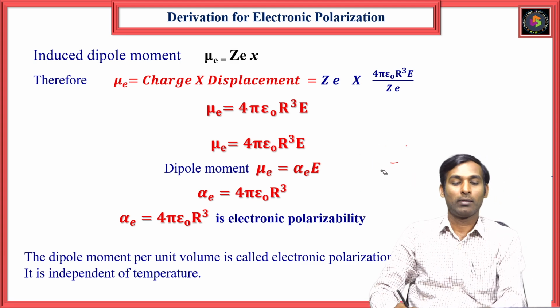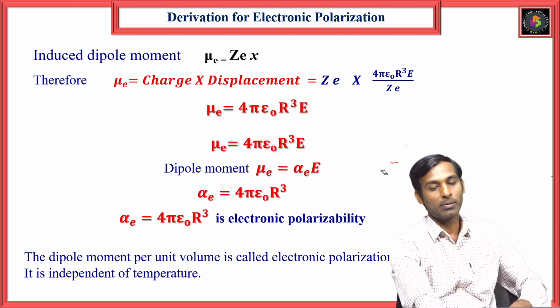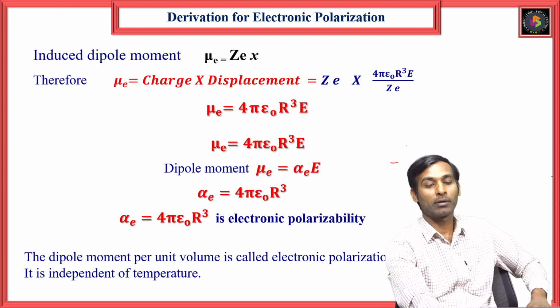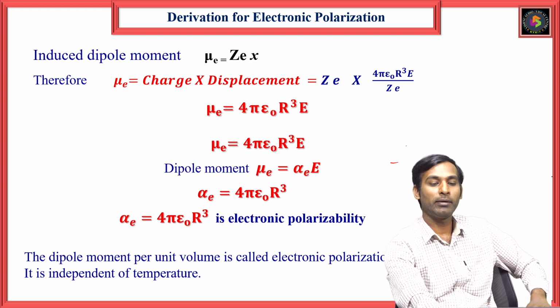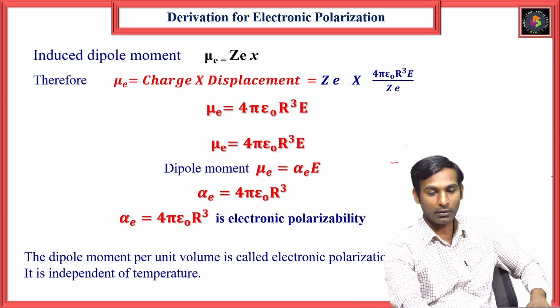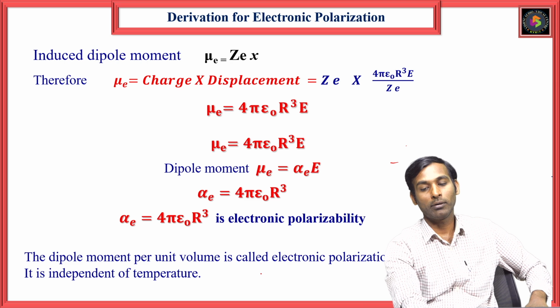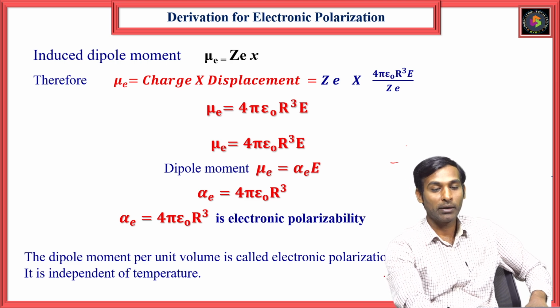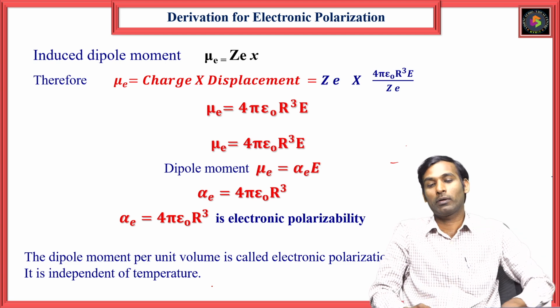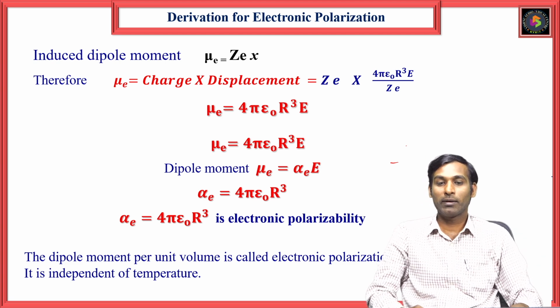See here, alpha E is directly proportional to capital R cube. What is capital R? Capital R is the radius. So the dipole moment per unit volume is called electronic polarization. It is independent of temperature. Okay, this is the derivation part for the electronic polarizability.